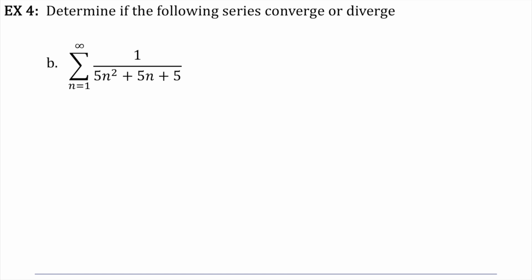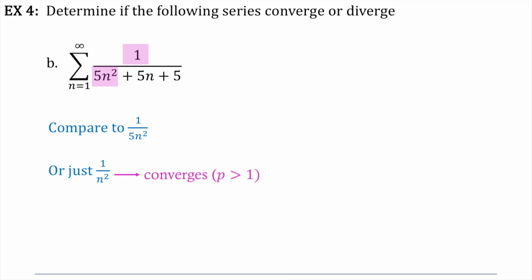Let's try another one. Again, it's kind of complicated, but we can compare it to something maybe not quite so complicated, like 1 over 5n squared, or just 1 over n squared. This is another p series. It converges because we have a p greater than 1.